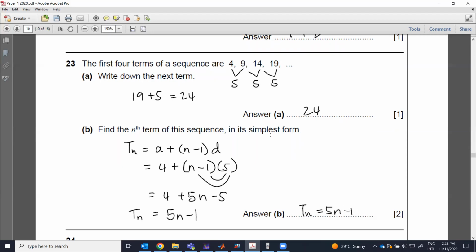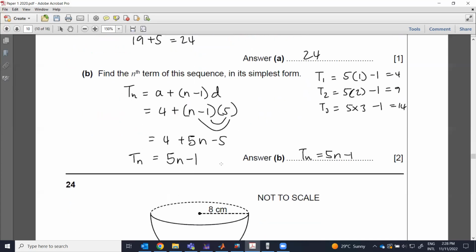And you can always check and see if this is correct. So let's say I wanted to work out the first term. So T1, that means n is 1. So this is 5 times 1 minus 1, 5 minus 1, this is 4. And I can clearly see it's 4. But if I wanted the second term, this is 5 times 2 minus 1. 5 times 2 is 10 minus 1, this is 9. Okay, the third term, 5 times 3 minus 1, 15 minus 1 is 14. So I'm sure that my formula is correct.